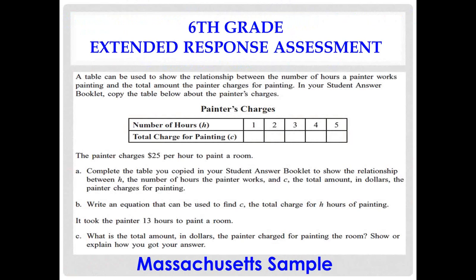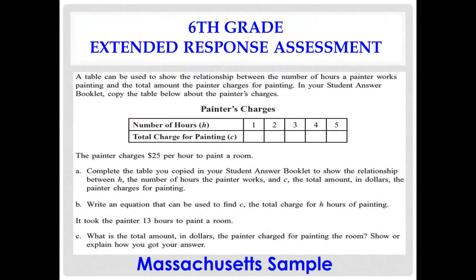Okay, you have a chart that is available, and it says the painter charges $25 per hour to paint a room. So part A says complete the table you copied in your student answer booklet to show the relationship between H, the number of hours the painter works, and C, the total amount in dollars the painter charges for painting.